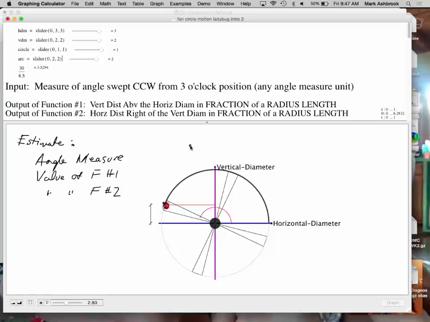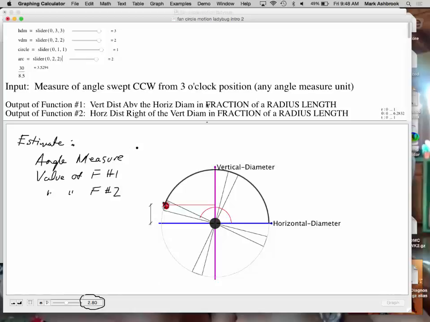Nicholas, right? Tell me. What did you estimate for the angle measure? I said 3 radians. Okay, 3. So maybe a little less than 3. And actually, if you look down here, to be exact, it's 2.8. So he said 3. That's a good estimate. It's actually 2.8.